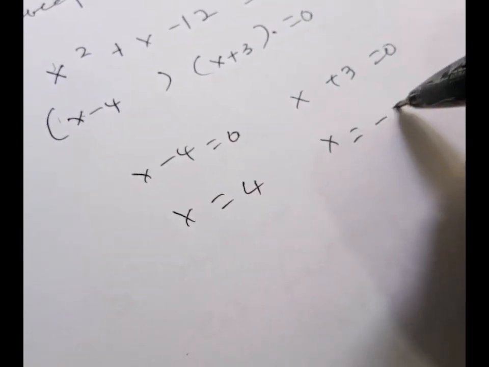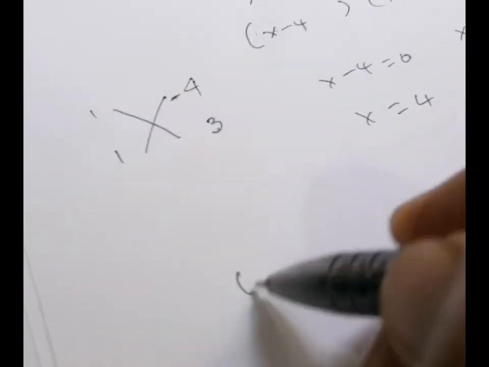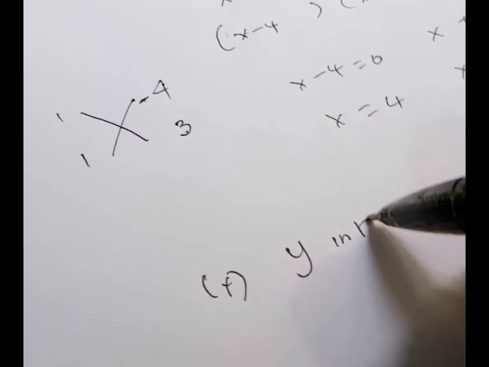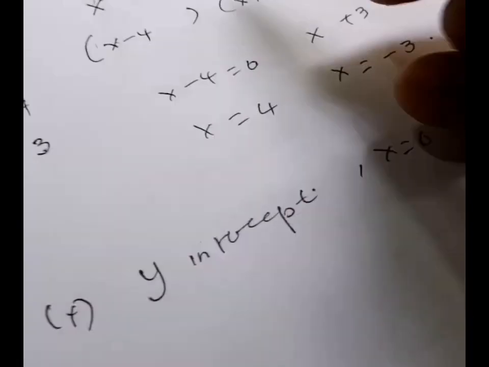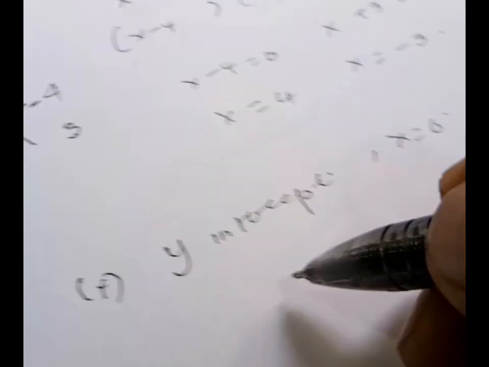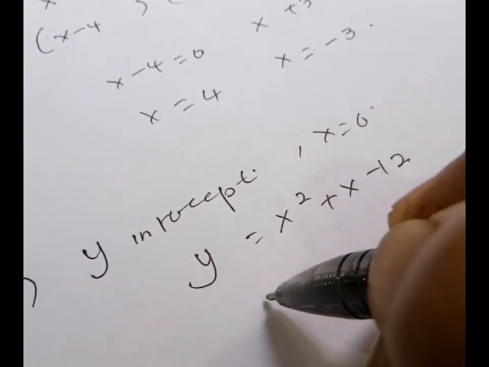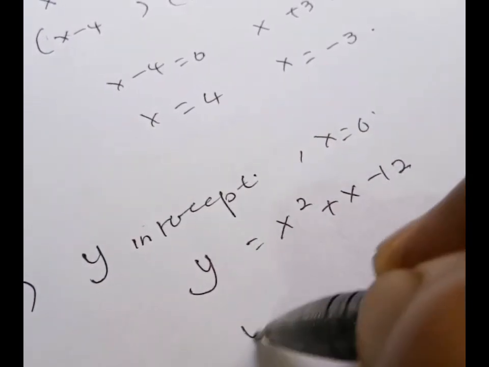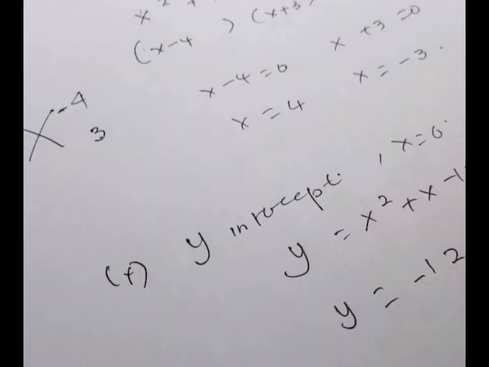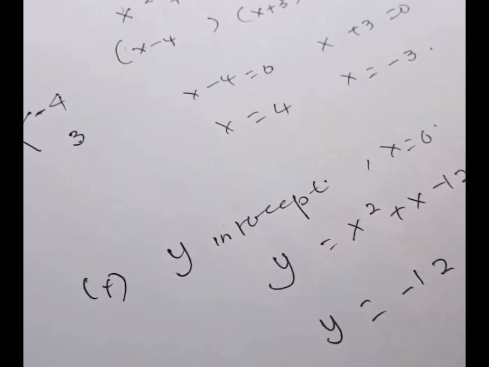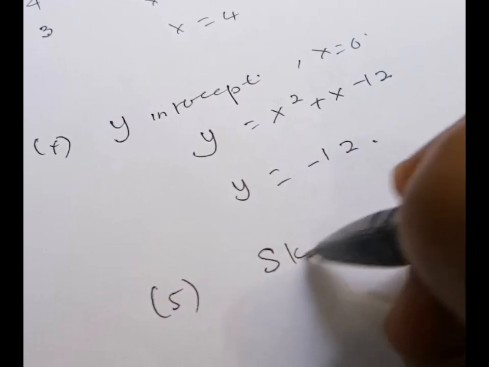This is the x-intercept. Number 4, y-intercept. For the y-intercept, x is 0. When x is 0, y becomes minus 12. So we have steps 1, 2, 3, 4. The last step, step 5, is to sketch the graph using the information obtained in 1, 2, 3, and 4.